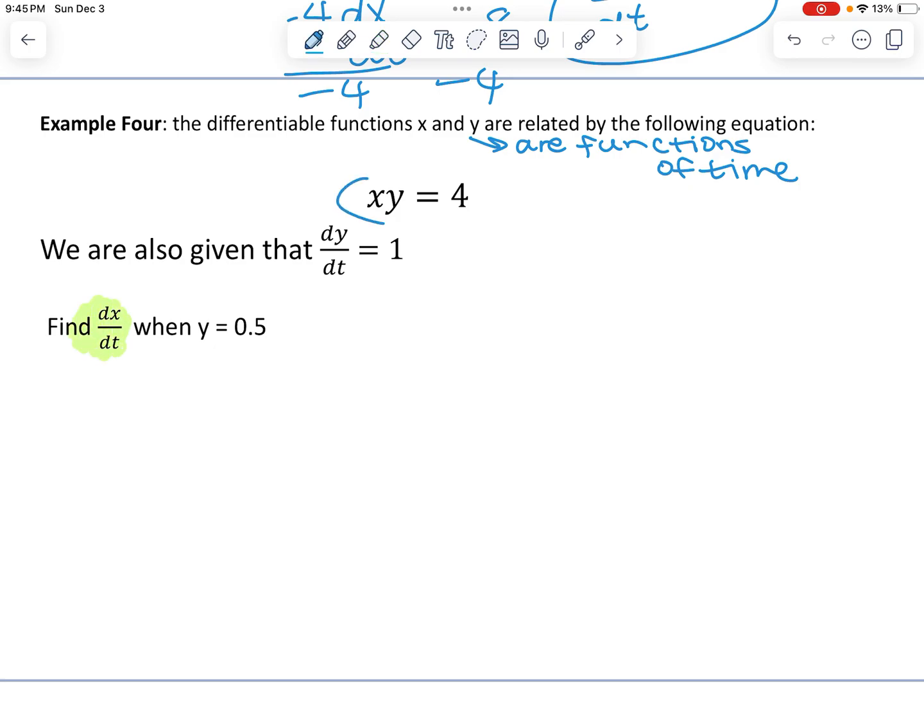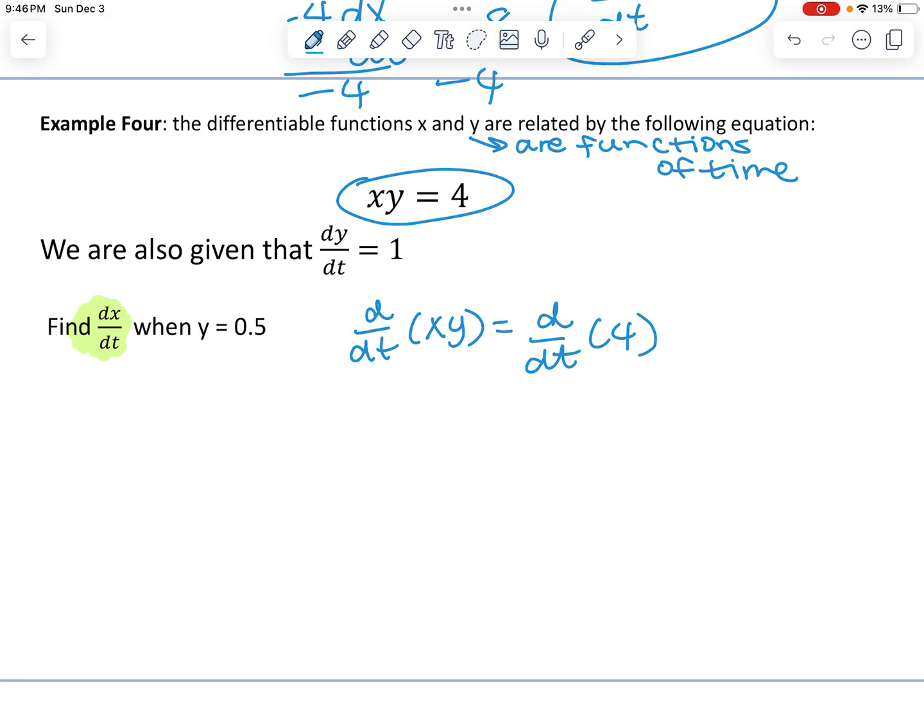And so we will take the derivative of this, however we're going to take the derivative of both sides with respect to t. But something you might notice is that x times y is a product. You have two functions, function x and function y, and you're multiplying them by each other. So you have to use the product rule.